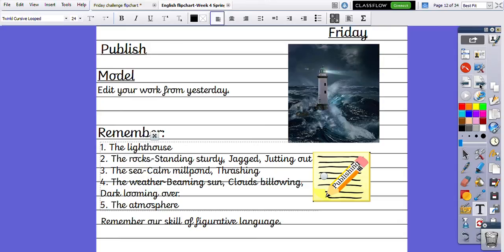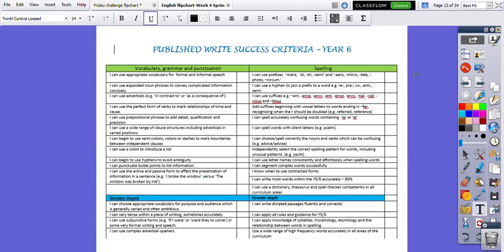So today you are going to publish your setting description about your chosen lighthouse. Just a reminder, you need to make sure you are including as many Year 6 standards as you can for vocabulary, grammar and punctuation. This week we had a look at using figurative language, so you can definitely include some of your standards here in your figurative language. Try and use your Year 6 spellings as well. Remember not to force your words in, but if you are using any of our Year 6 spelling patterns, then you need to check you are spelling them right.